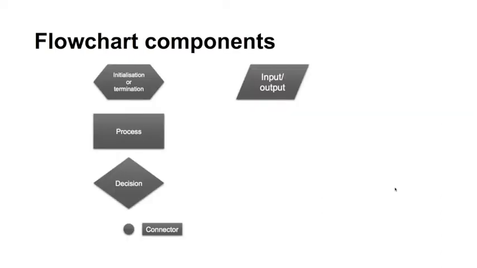So here are the different types of block that we can use in a flowchart. We've got initialization or termination, which is used to set everything up and to shut everything down. A process is a self-contained chunk of logic, generally one well-defined task. A decision is an if-else branching structure, which we've already seen. Input-output is used to either get or print the contents of variables, and connectors are just used to join branches of logic together.